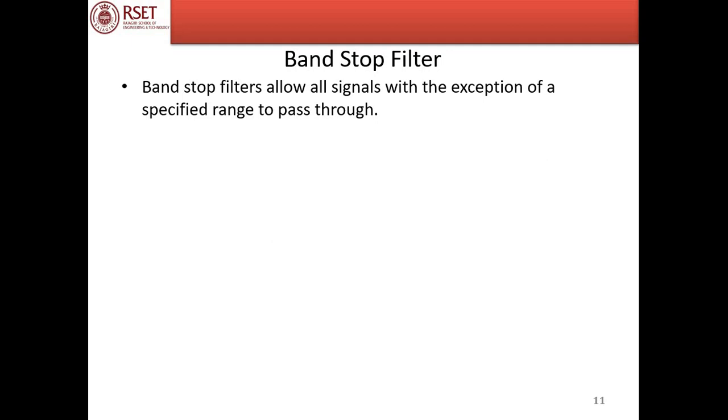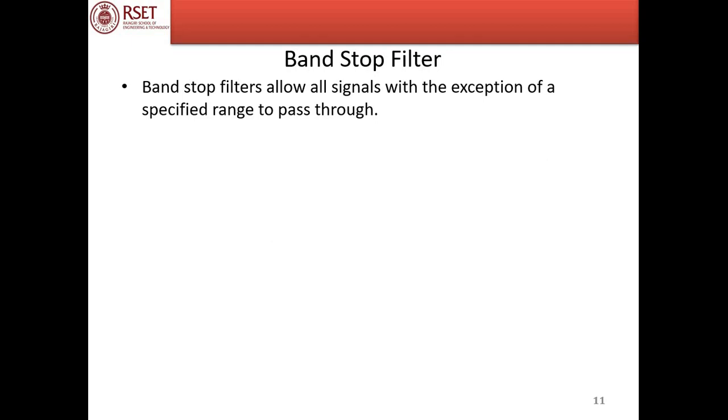Now let us discuss the fourth type of filter based on frequency response, band stop filter. A band stop filter is also called a band reject filter. As in the case of band pass filter, we need to have two cutoff frequencies for a band stop filter as well, FCL and FCH. And a band stop filter is defined as a filter which blocks all signals with frequencies between FCL and FCH, and allows all other frequencies to pass through.